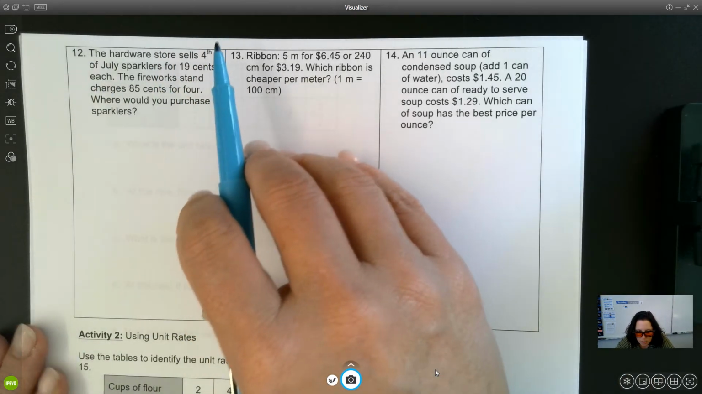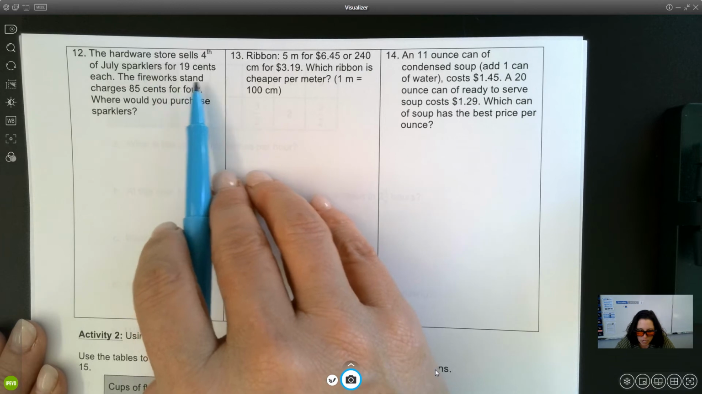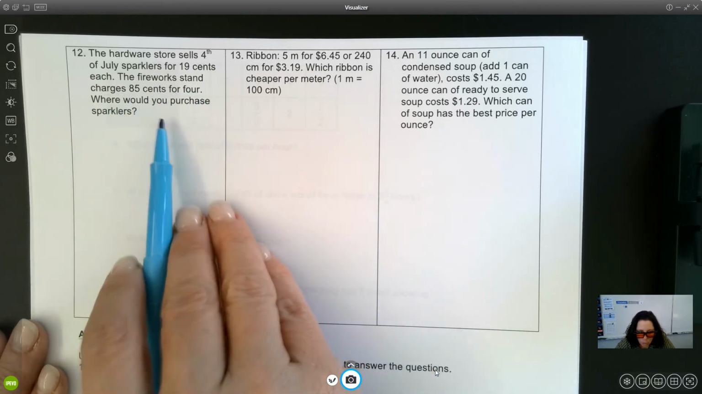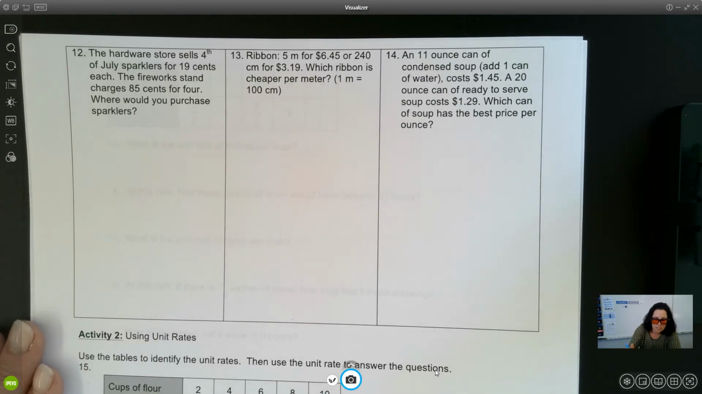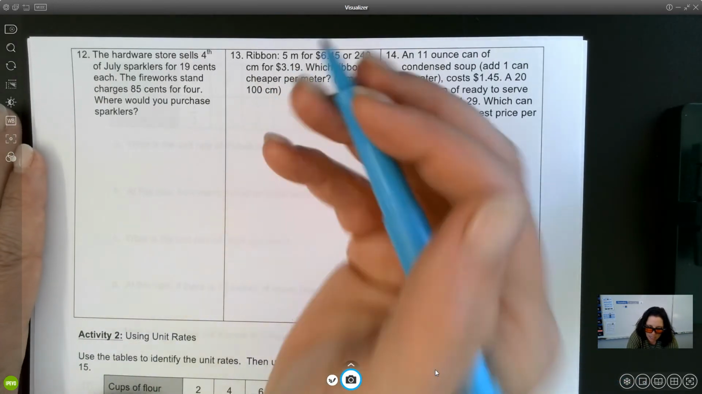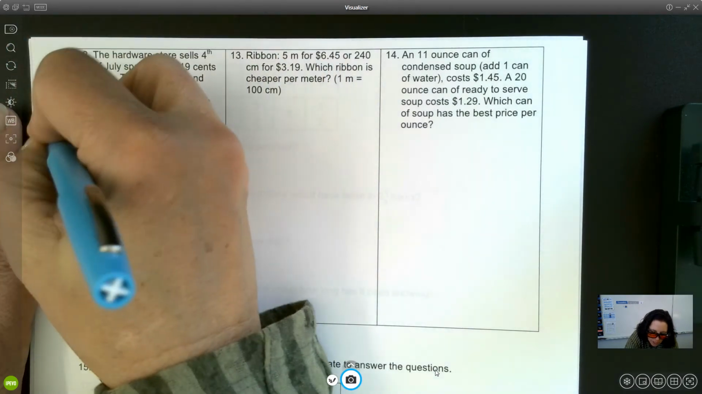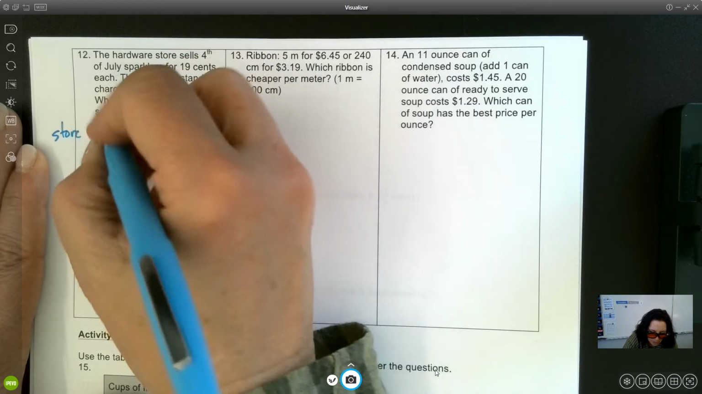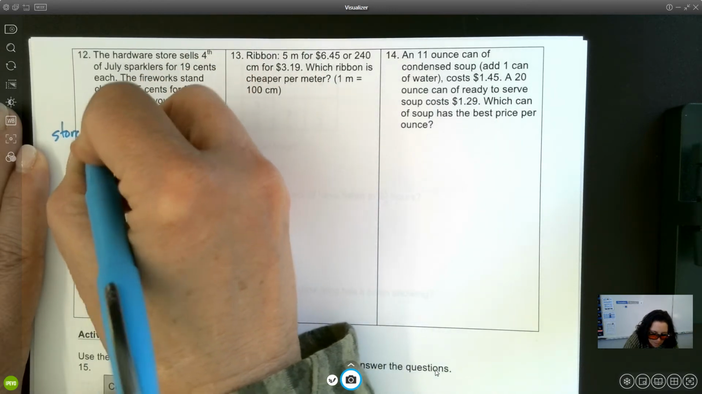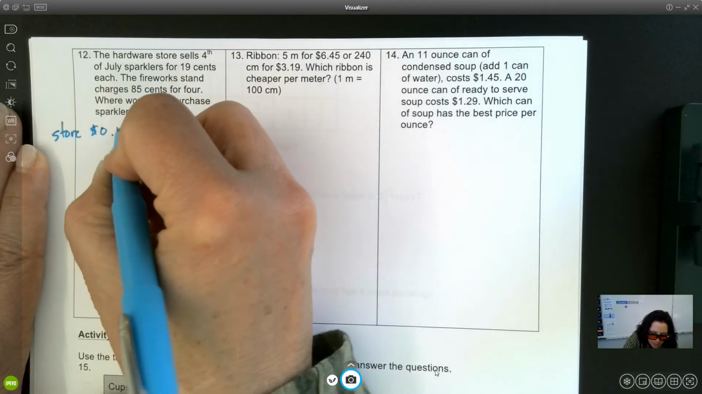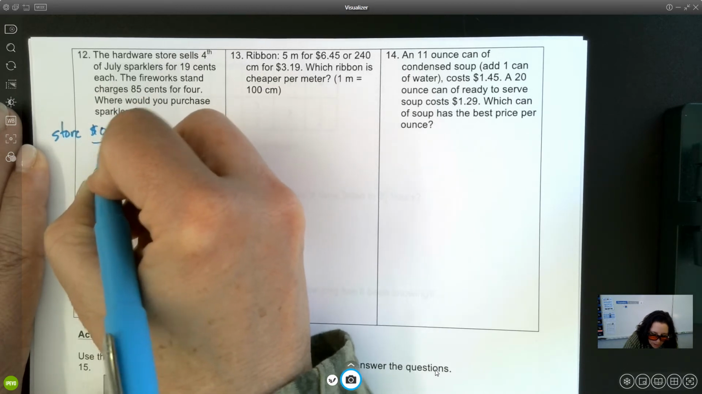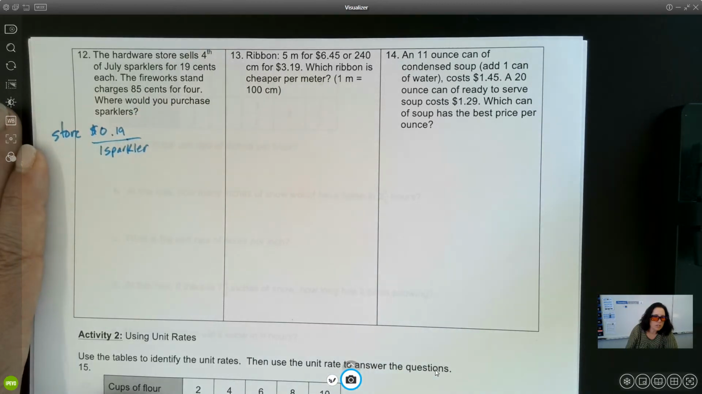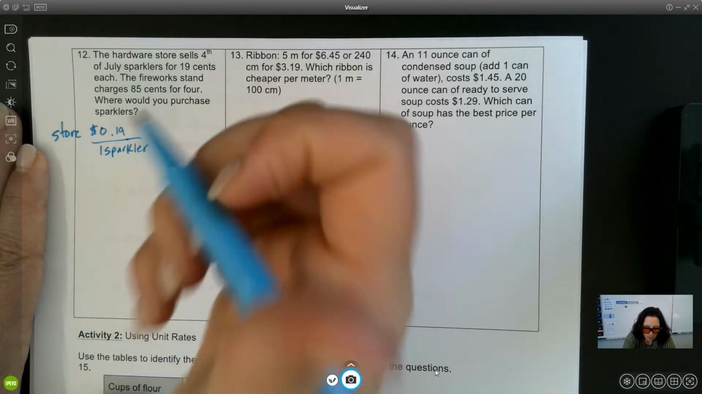Hardware store sells 4th of July sparklers for 19 cents each. The fireworks stand charges 85 cents for 4. Where would you purchase sparklers? So we're looking for the better deal. Okay. So we've got a store and we've got a stand. Okay. The store is 19 cents each. And I love that it just hands us the unit rate. We don't have to do anything on that one.